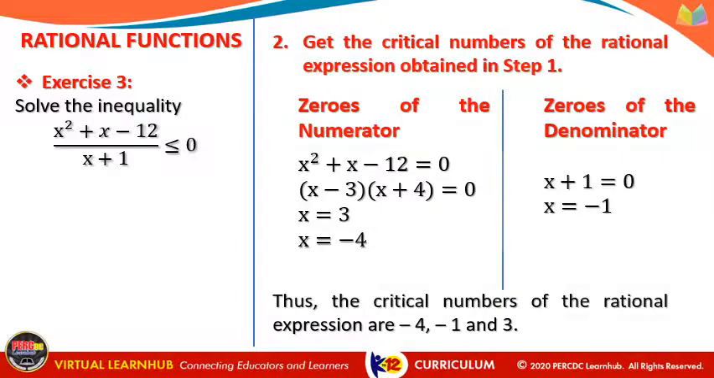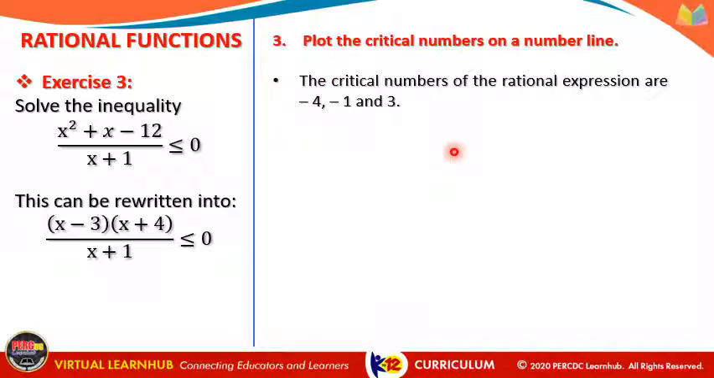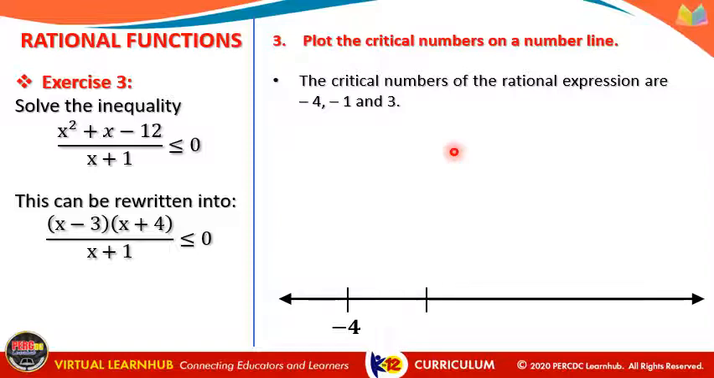Alright, let's now plot our critical numbers in our number line. So ilagay ko lang dito yung naka-factor out yung numerator. Alright, the critical numbers are negative 4, negative 1, and positive 3. So sige, i-plot natin yung tatlo. Negative 4, negative 1, and positive 3.